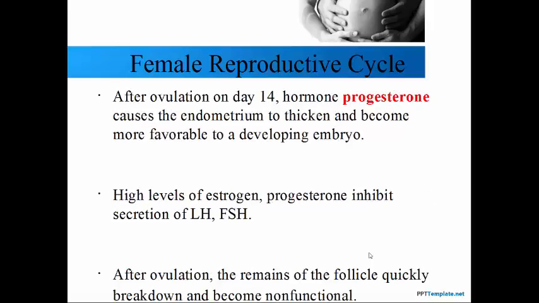After you have ovulation on approximately day 14, the hormone progesterone is what will cause the endometrium to become much thicker and more favorable to an embryo, just in case you are able to get pregnant. You have high levels of estrogen and progesterone that will inhibit the secretions of LH and FSH. The reason is, if you become pregnant, you don't want to keep ovulating. You don't want 2 secondary oocytes to become pregnant. You don't want more ovulations. You want to limit it to just 1. And like we mentioned before, after ovulation, the remains of that grafting follicle will quickly break down and become non-functional after a day or so.